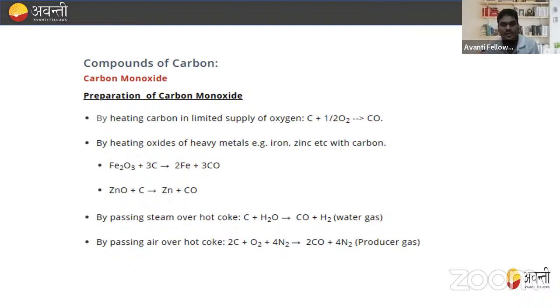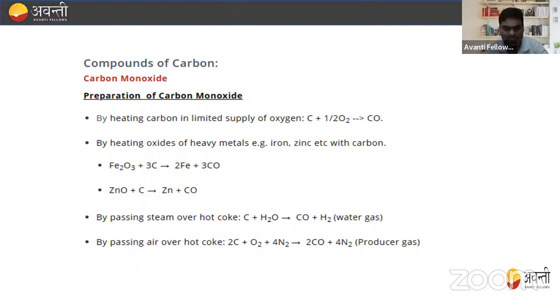Another way of preparing carbon monoxide is by passing steam over hot coke. If you pass very high superheated steam over hot coke, which is a very hot form of carbon, you get CO plus H2, commonly known as water gas. This is also known as syngas, because this method is also used for the synthesis of methanol.